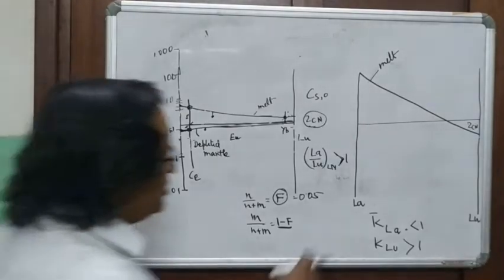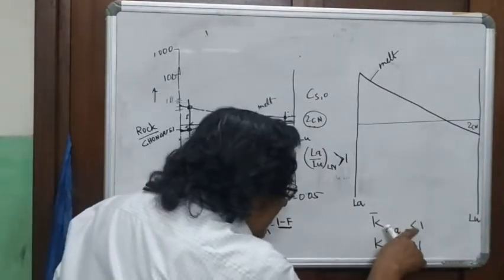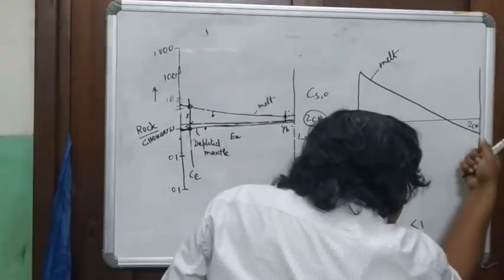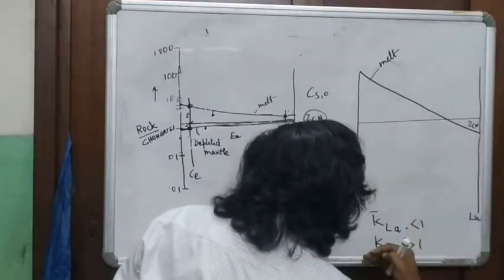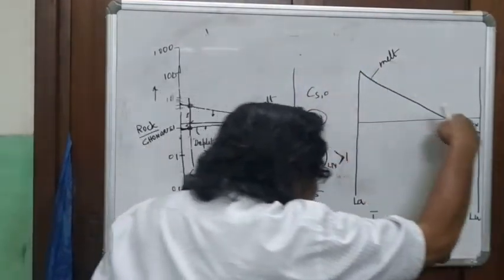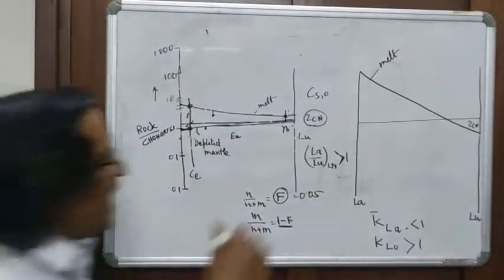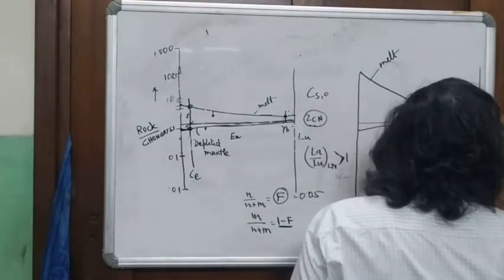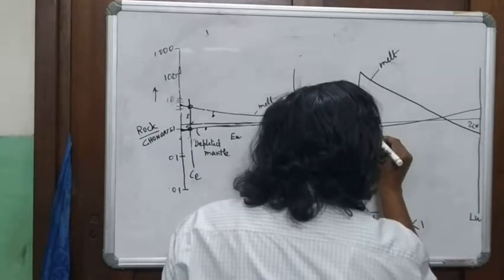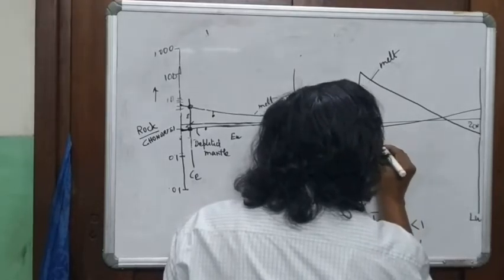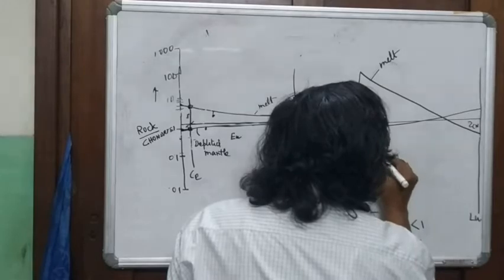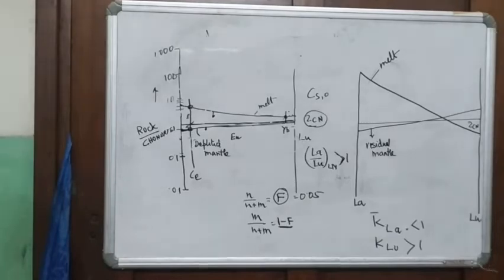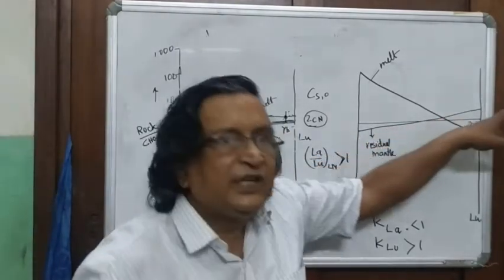Why? Because La is less than 1 and Lu is greater than 1, so lutetium will be held back in the mantle and lanthanum will be released into the melt, so you will have a steeper slope. And if you do that, then your graph for the corresponding solid will be like this. This is for the residual mantle.